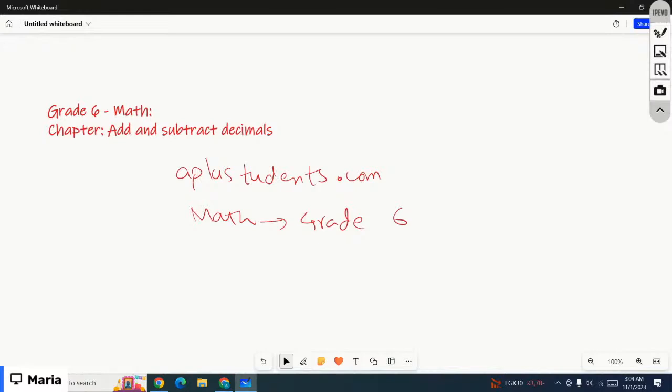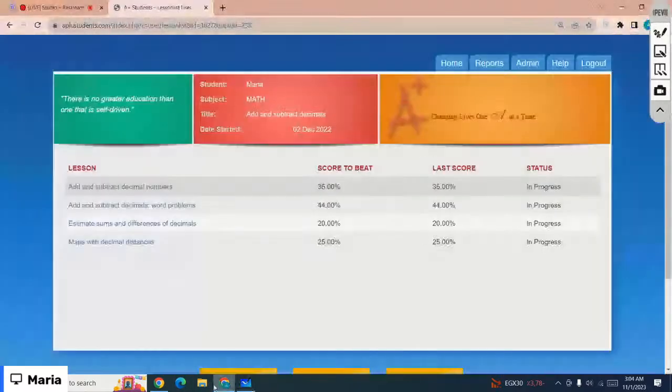So there you can find a list of the chapters. We're going to start with the chapter add and subtract decimals. So please make sure you have your notebook and pencil so that you can note down the important examples and definitions as well. Let's just start with the chapter add and subtract decimals. So here I'm on grade 6 math.